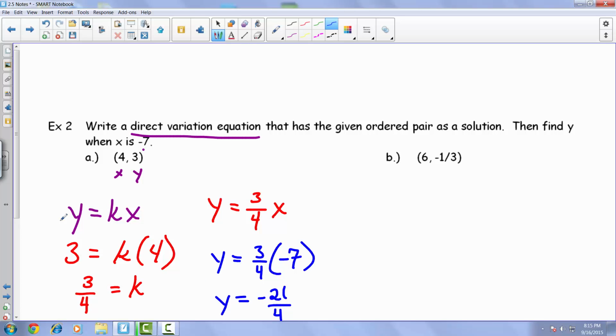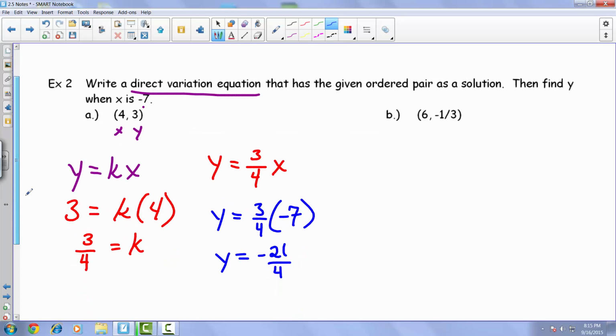-21/4. Notice though, before we could go ahead and find out what y was, as long as we knew x was -7, we first had to find what our k value was through this given point. Now the same thing is we're actually going to go ahead and do for b. So we end up with y is equal to some kx. We know our x, we know our y. We can go ahead and throw that in there for x and y.